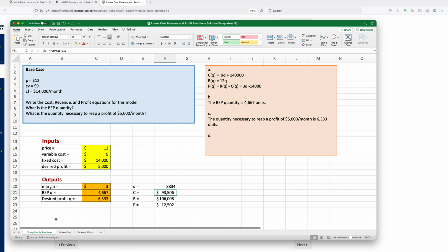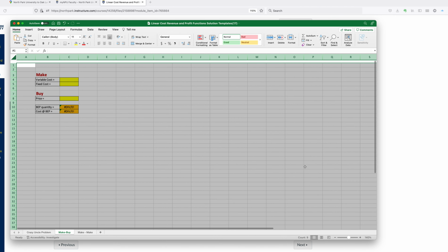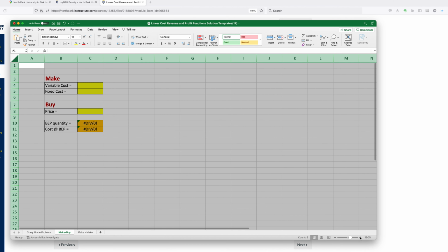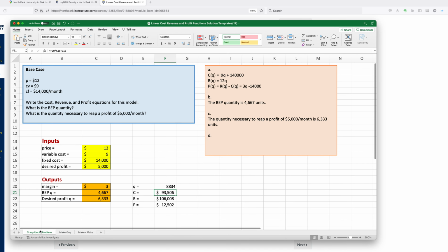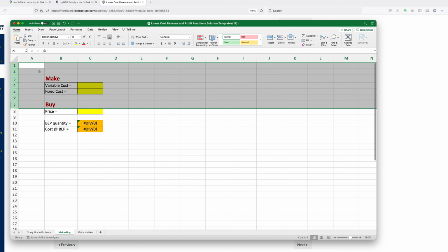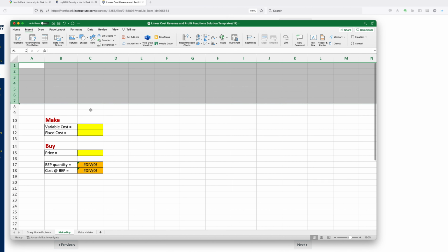Now, the next case we look at is here, a make-buy problem. We don't have any words around it, so maybe I have to create something. I want to say, consider the previous problem, and so what am I going to do? I'm going to insert some rows. I inserted some rows.